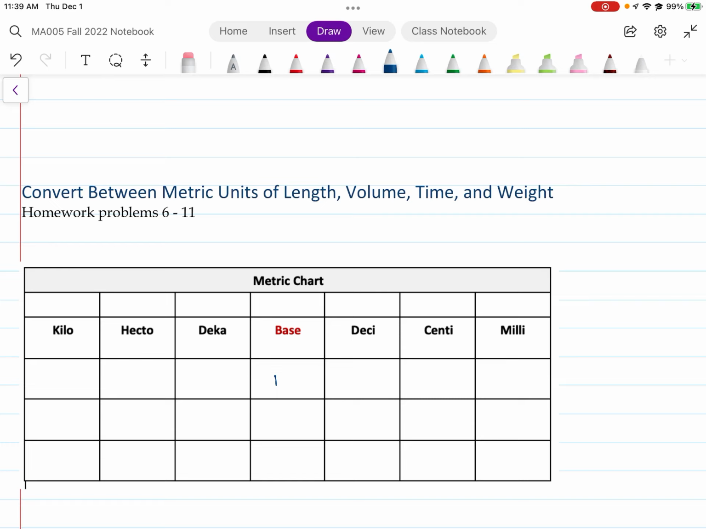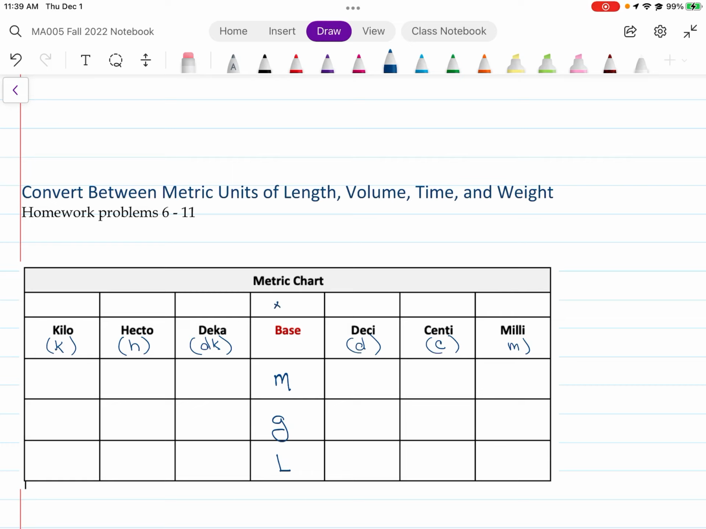Well, they are meters, grams, and liters. Kilo's abbreviation is K. Hecto is H. Deca is DK. Deci is D. Centi is C. And milli is M. What do they all mean?